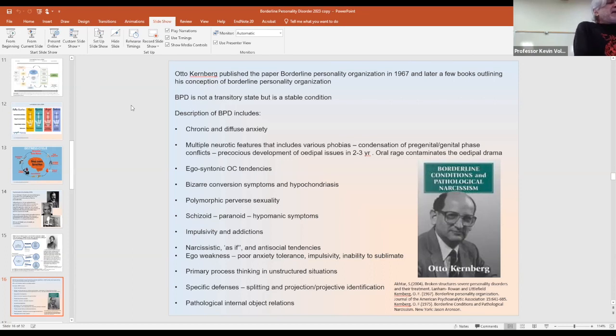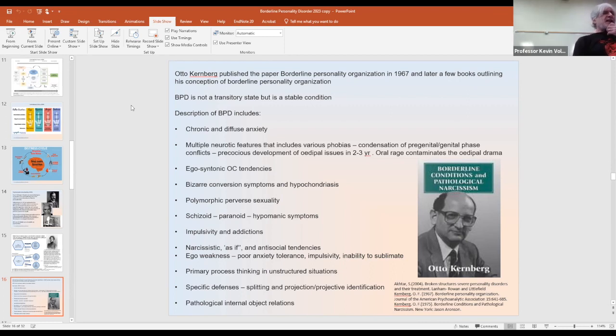They may have schizoid, paranoid, and hypomanic symptoms. You don't know what hypomanic is, right? You're manic, but not quite so. If they have really hypermanic symptoms, then you might start thinking bipolar. Okay, we'll talk about differential diagnosis in a few minutes. Impulsivity and addictions, and that's what my book is about, addictions. Very common. And addictions can be to anything: sex, gambling, food, not eating, you name it. You can become addicted to it.